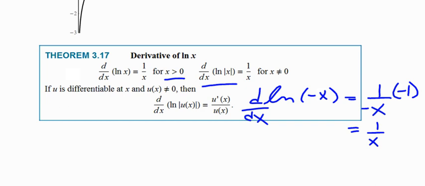This last line in our box is in case we have something like what I just did with the absolute value, but what if it was like ln of 2x? We have to follow the chain rule, so this last one is just reminding us of the chain rule.